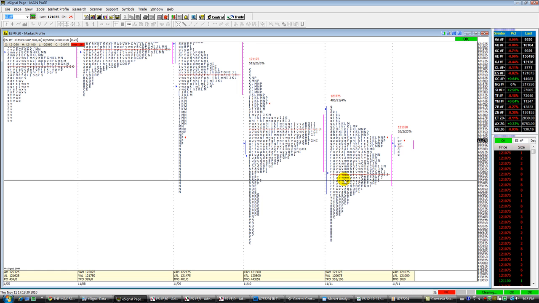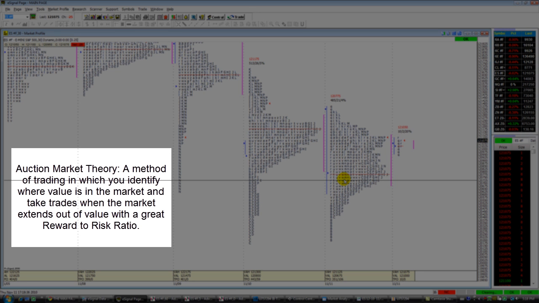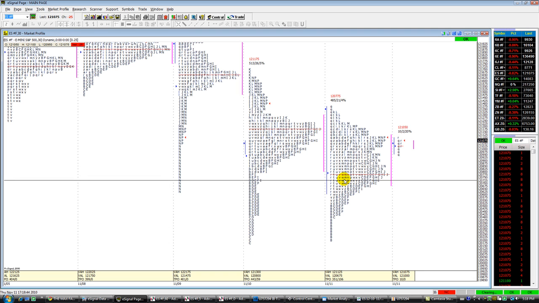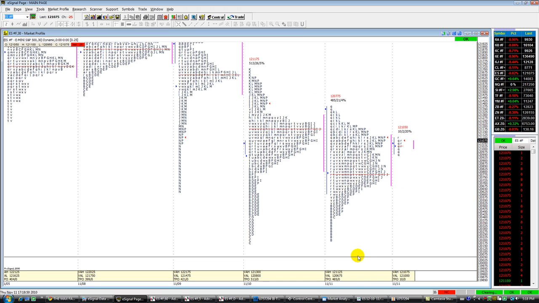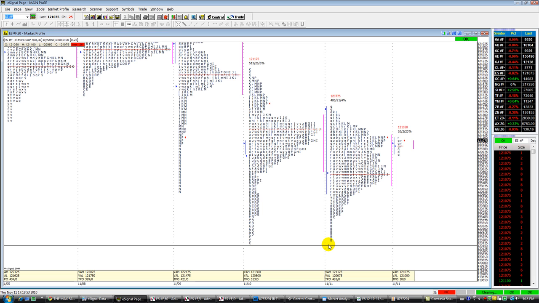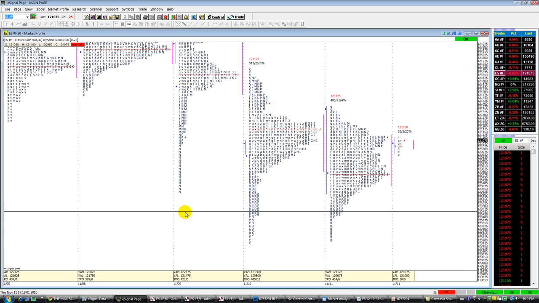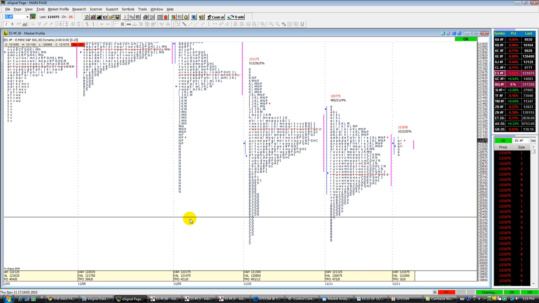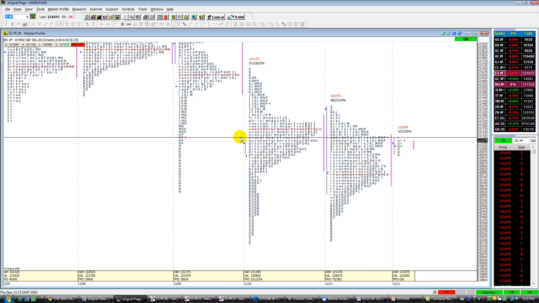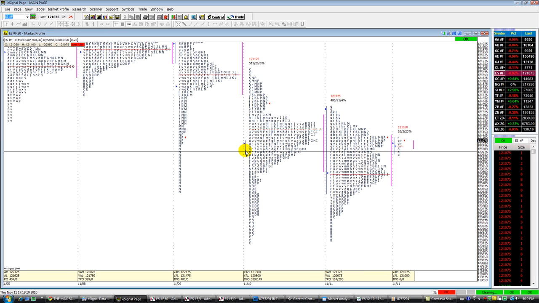If you are not familiar with how I trade, I use auction market theory and its principles. If you just search auction market theory on Google, I'm pretty sure a few articles will come up on market profile and reading the market through an auction lens. The whole idea of auction market theory is to identify where value is and take trades when a market extends out of value. And if you check out one of my previous videos entitled Auction Market Theory Basics, it will go through a thorough explanation of what auction market theory is.